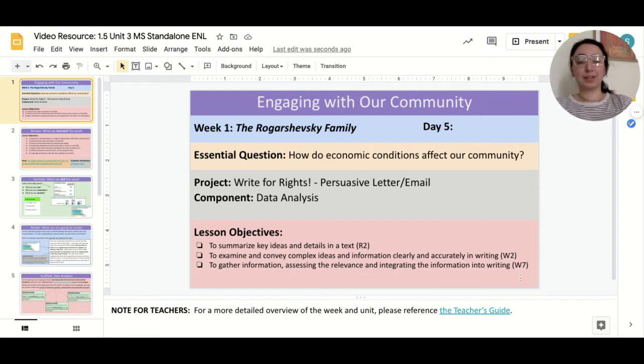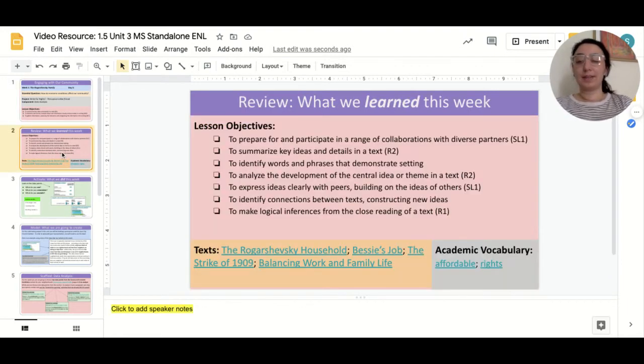Here you can see the standards right next to it. These are the standards from this week, so if you want to review them with your students to give them a refresher of the skills that they've worked on, that is available. The texts of the week are also there in the bottom of slide 2.